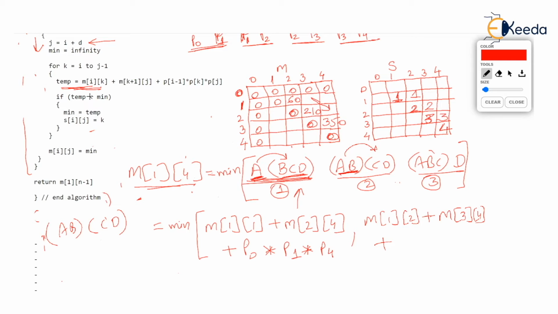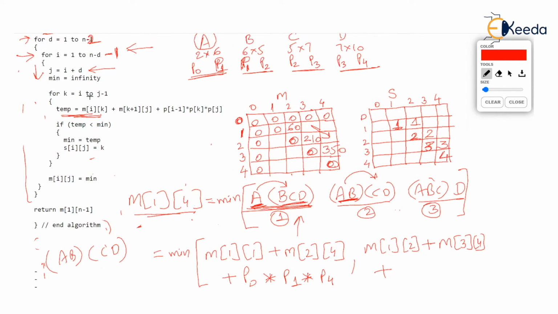Now notice the data given above. The result of AB will be a matrix which is 2 by 5, correct? Result of CD will be a matrix which is 5 by 10. Now you are supposed to multiply the result of AB with result of CD, which will be 2 into 5 into 10, so many multiplications, that is 10 into 10, isn't it, which is 100.